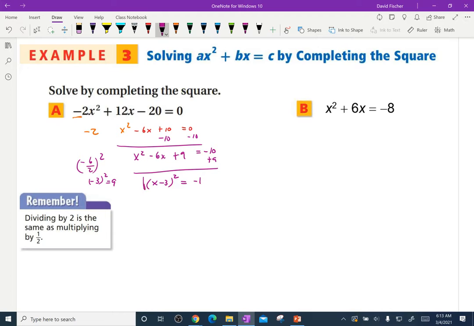Now, next step is to take the square root of both sides. And right here, you should notice and recognize, hey, we can't take the square root of a -1. So we can stop right here at this and say there's no solutions or no zeros. All right. So that one's no zeros there.